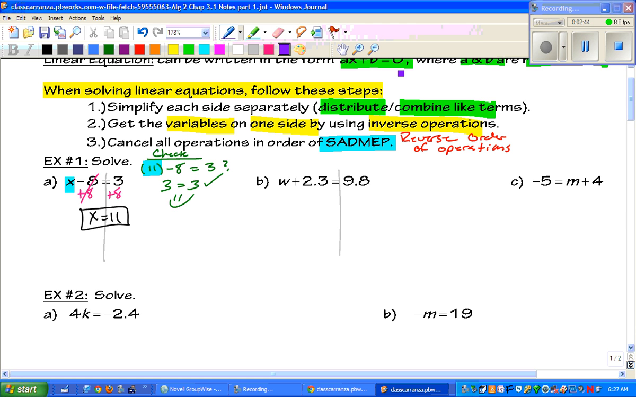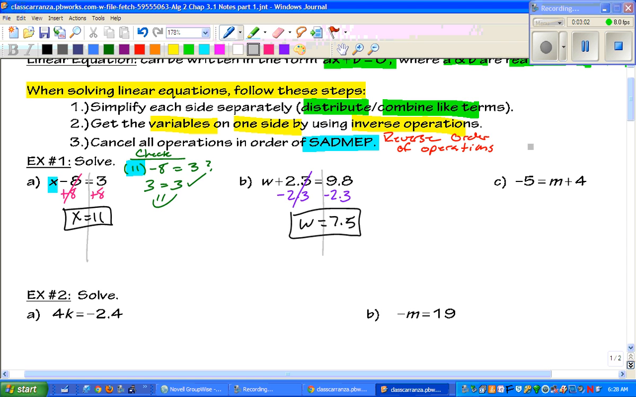Okay, doing the same thing even with decimals. We're adding right here. I want to get the w by itself, so I'm going to do the inverse. And we get w equals 7.5. Okay, see, no matter what side the variable's on, we're doing the same thing. Okay, here's my m, adding 4. Do the opposite, the inverse. Negative 5 minus 4 gives us negative 9 for m.